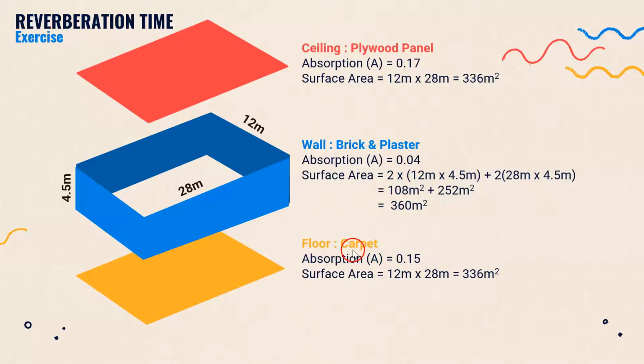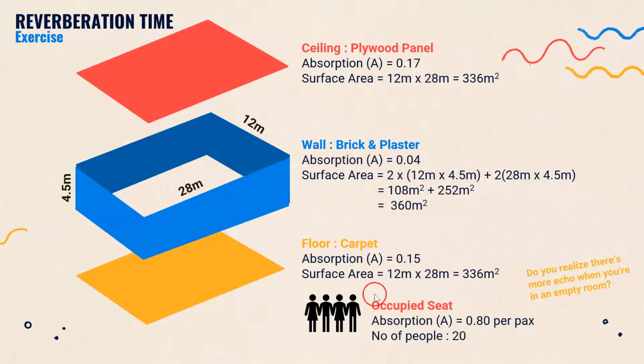Next is the floor. The material is carpet. The absorption coefficient is 0.15. The surface area is 12 times 28. Last one, the absorption coefficient for each occupied seat, meaning people and the seat, is 0.8. We people also contribute as sound absorbers. That is why you can hear echo more easily when you are in an empty room.